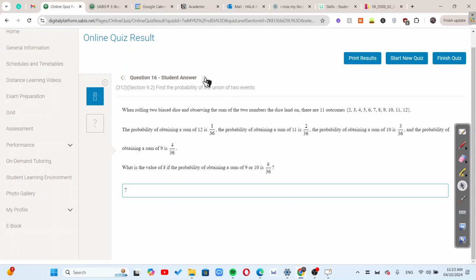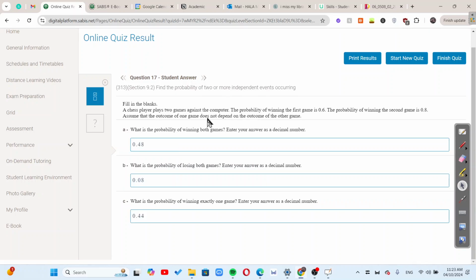Now, next question. Okay, so you have a chess player. He's playing 2 games of chess against a computer. So it's either he wins or he loses, right? The chances of him winning the first game is 0.6. And the chances of him losing are 1 minus 0.6, which is the rest, 0.4.